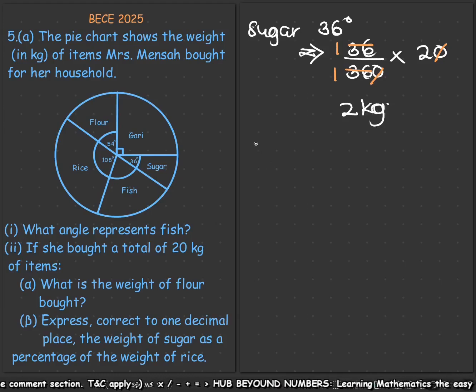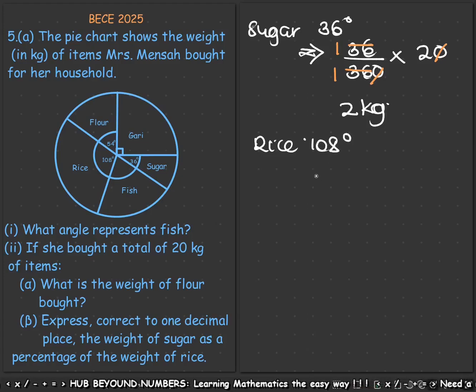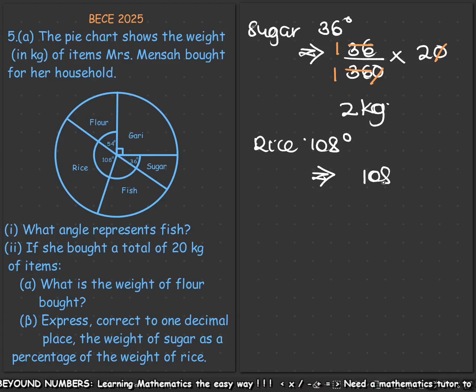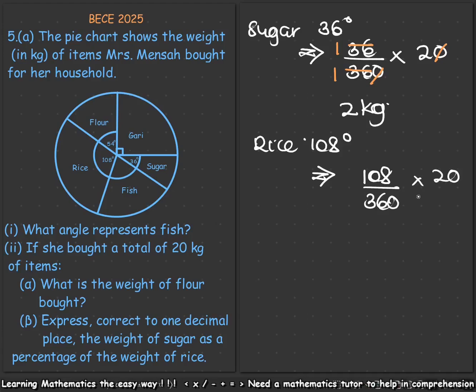Then we look at the weight of rice. Now we know rice angle is 108 degrees. So this implies its weight would then be 108 over 360 times the total weight. You see, we do our simplification.